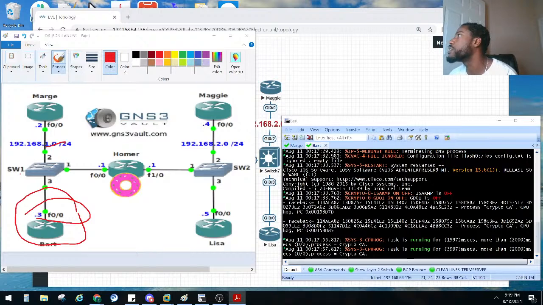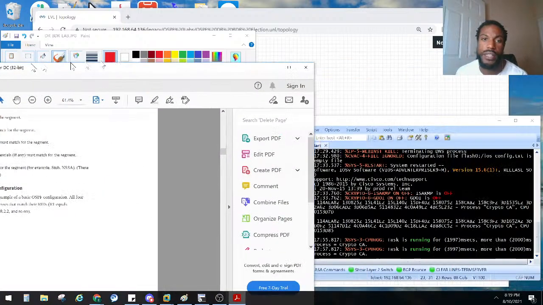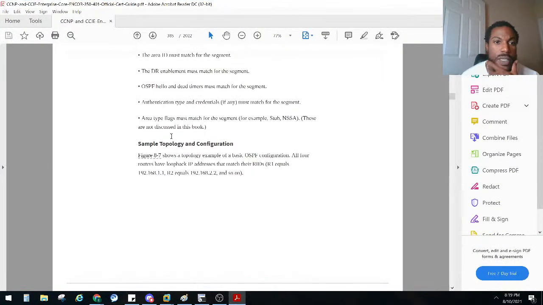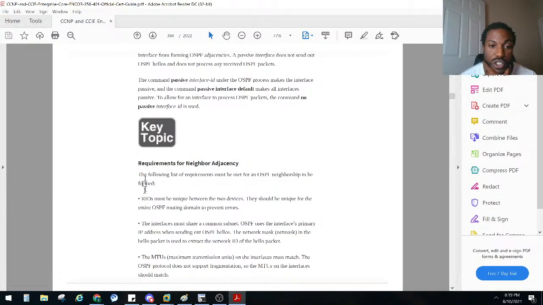Before we move on, I just wanted to see the requirements. There you go, right there. So yeah, I was reading the Encore manual. Most of us know this at least, right? So requirements for neighbor adjacency: the router IDs must be unique between the two devices. The interfaces must share a common subnet, which is what I was saying earlier. The MTUs, like Morningstar just said, have to match.